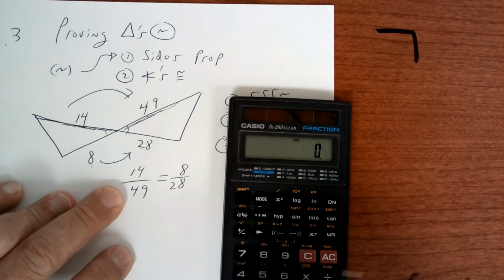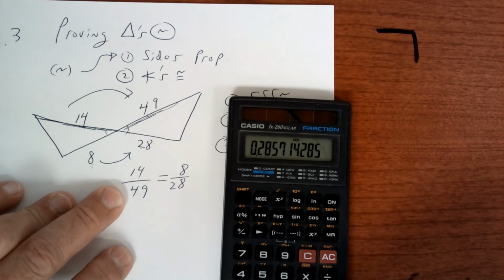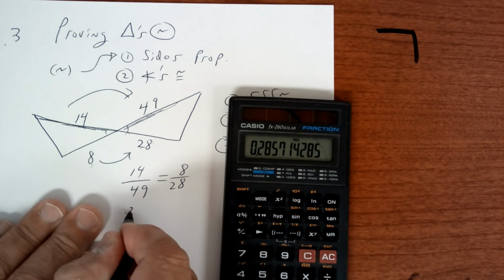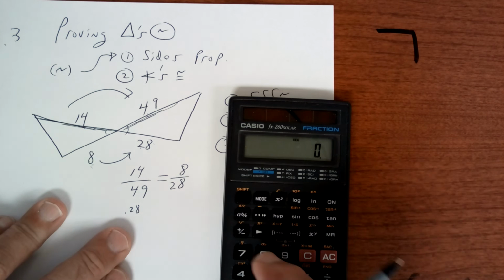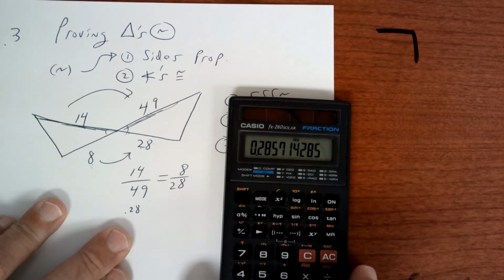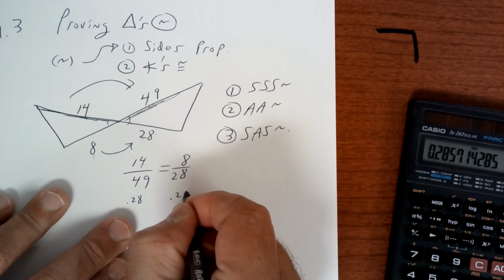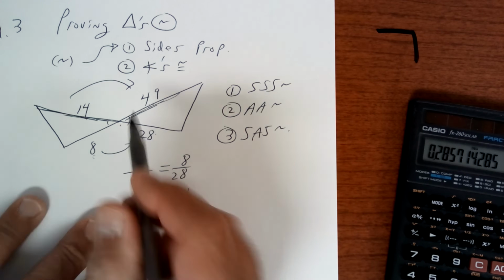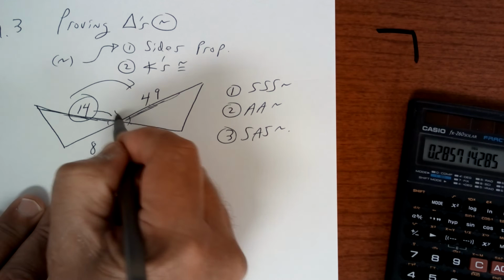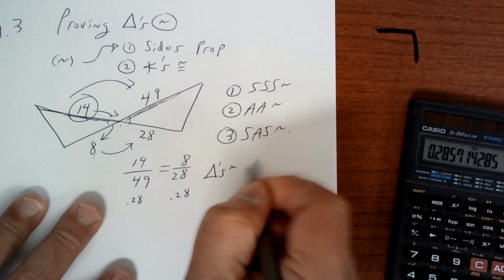So 14 divided by 49 gives me 0.28. And then 8 divided by 28 gives me 0.28. So these are exactly the same. That means the sides are proportional and you have an angle. So it's going to be side, angle, side. So write that down. Triangles are similar by side, angle, side.